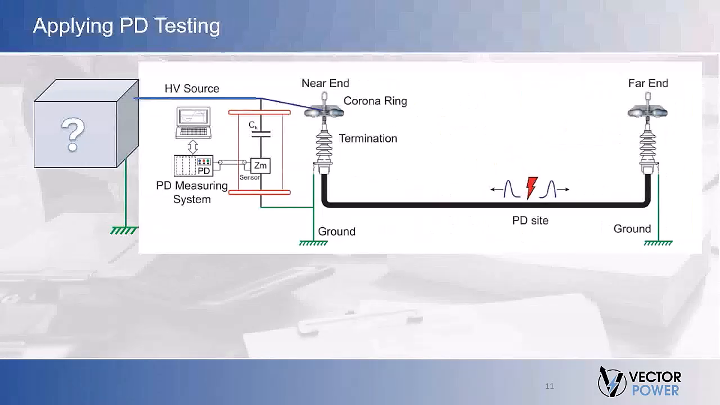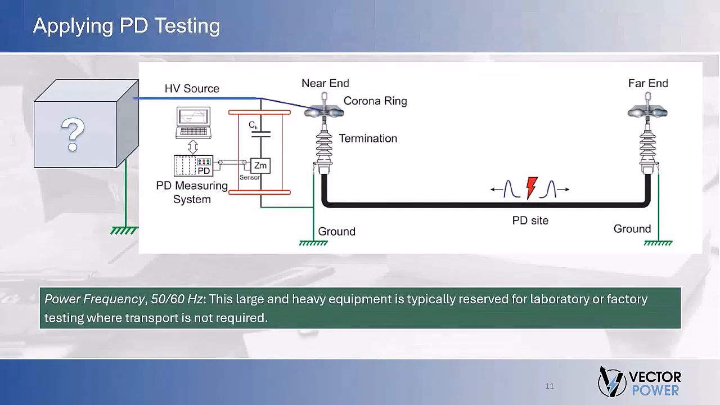Now, let's focus on offline testing of partial discharge. Offline testing will require a source of test voltage. Voltage sources must be alternating current and can be characterized as power frequency, operating at 50-60 Hertz. Now, this large and heavy equipment is typically reserved for laboratory and factory testing where transport is not a requirement.